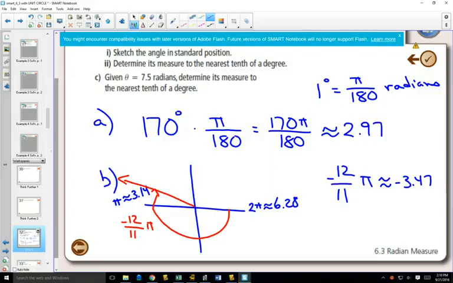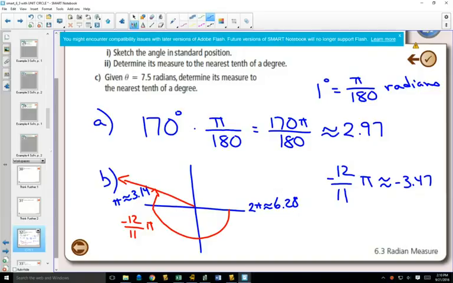When dealing with a fraction of pi, we realize that pi is halfway around the circle, 2 pi is all the way around the circle. My fraction here, 12 over 11, is 1 and a bit. So I need to go 1 and a bit around. 1 is halfway around and a bit more.